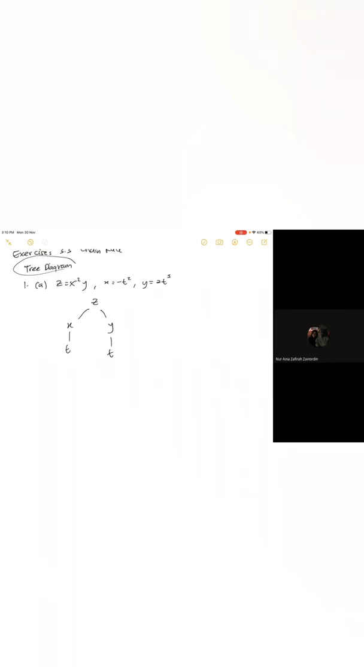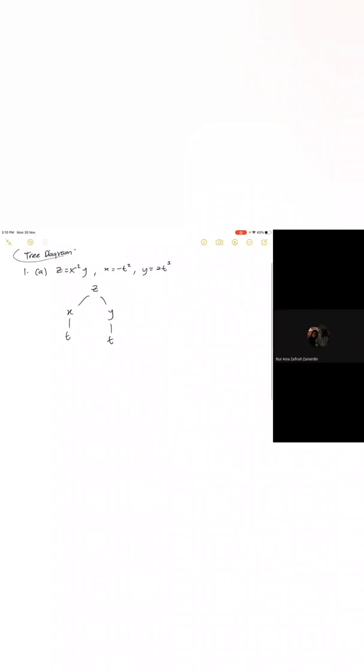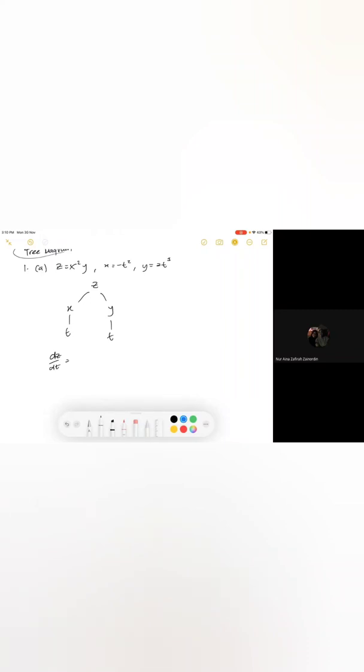When constructing the tree diagram, you only write down the variable, not the function. Don't write X to the power of 2Y or negative T squared or 2T cubed, no need. What you want to write is the variable only. So this is your tree diagram for this question 1A. When the question asks you to find dz dt, you take the diagram from Z until T. Starting from Z until T. So connect them together. ZT here, ZT here too.